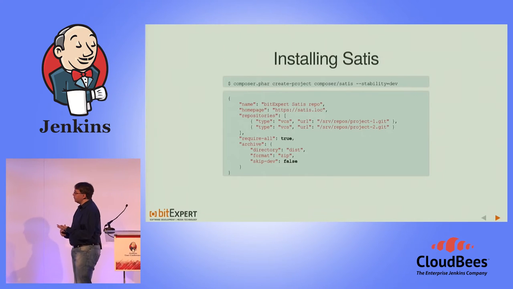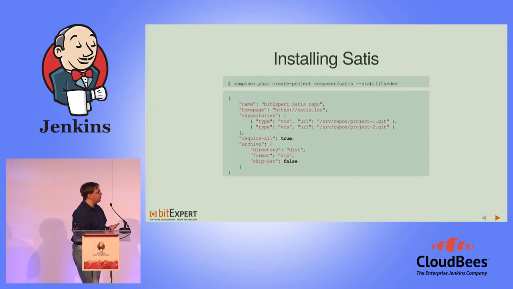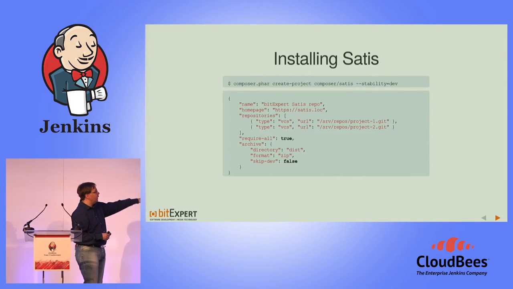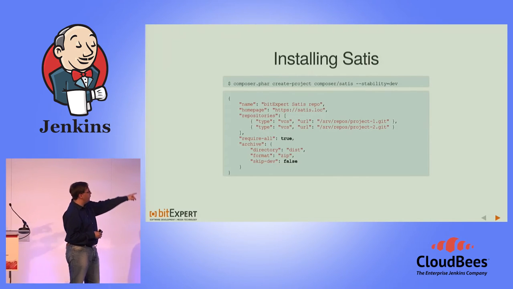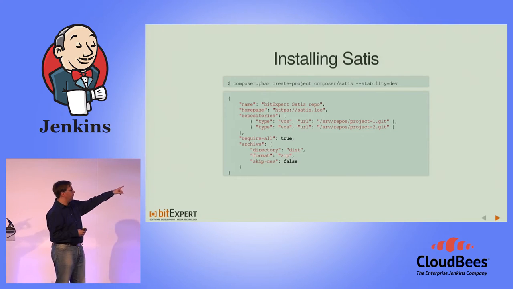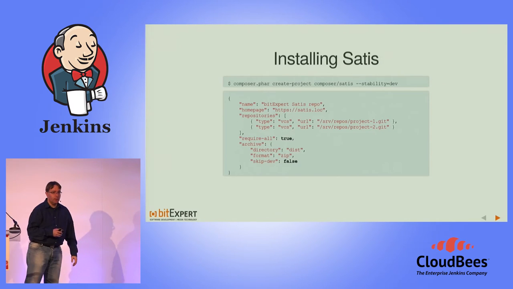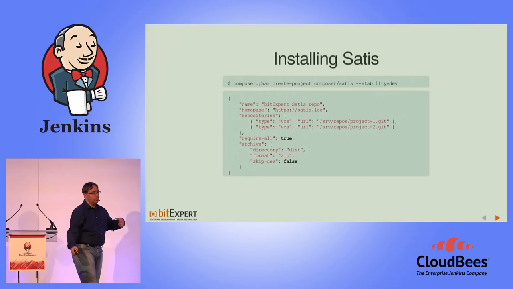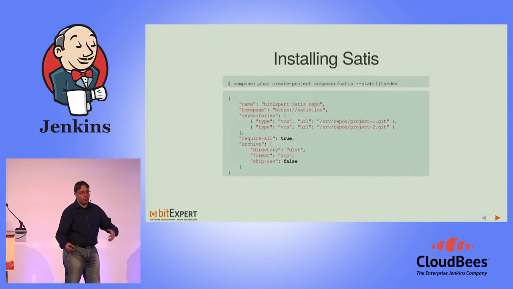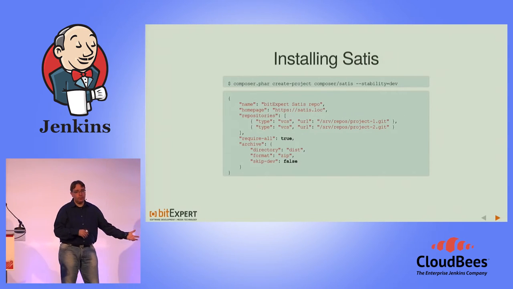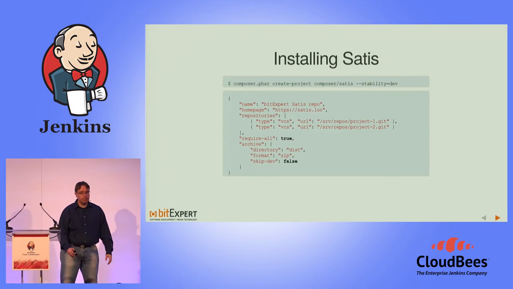Now, interestingly, in our case, our Git repos, the Satis server, and the Jenkins master all run on the same host, which gives us the opportunity to define local URLs. And when defining the repositories, I don't need to point it to an HTTP or SSH URL, which means that Satis will run a lot faster because all the files are already downloaded on disk and can be accessed directly.